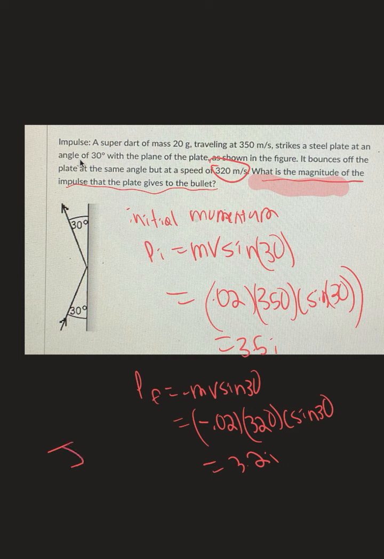Then to find the impulse, correct, we must do negative 3.2 minus 3.5. The change in momentum, right? 6.7 newtons. So the answer is 6.7 newtons. Yes.